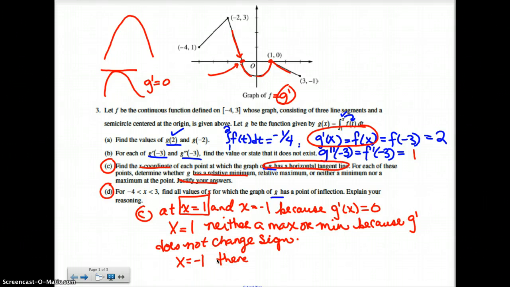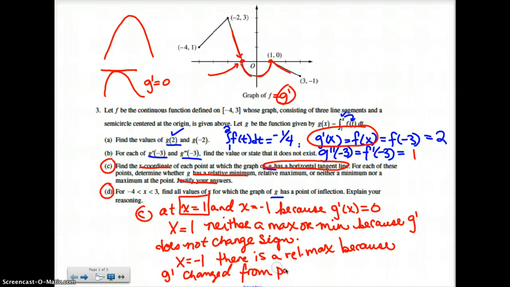There is a relative max, okay, because, and again, you always need to try to justify it with as few good words as possible. So why is there a relative max there? And you would say because g prime changed from positive to negative. And you'd write those words out. Or you could say, because g, the original function, must have been increasing and then decreasing. Alright, those are equivalent statements.